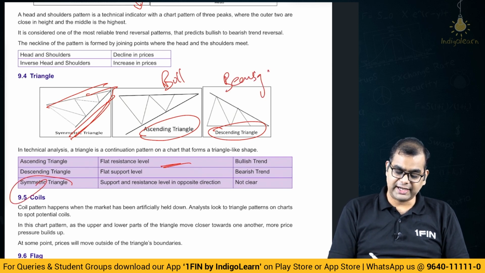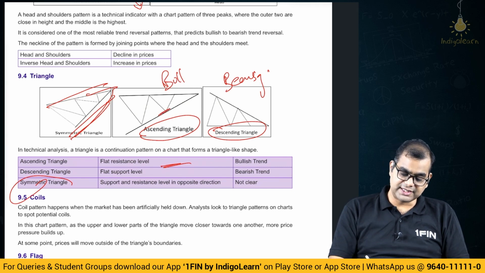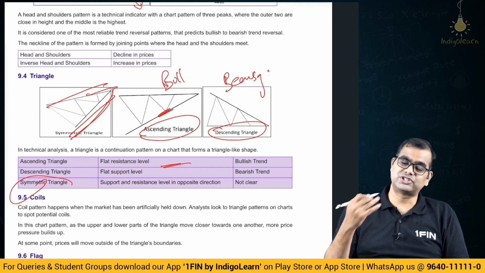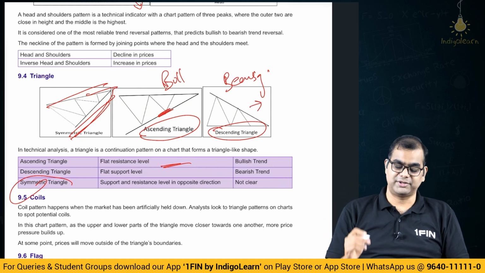And then a symmetric triangle is not clear. So bullish trend, why is it a bullish trend? The price is going up, but every successive low is higher than the previous low. So what it means is there are not enough people willing to sell. So it means that basically the price is going to go up, and exactly the opposite happens for a bearish trend.